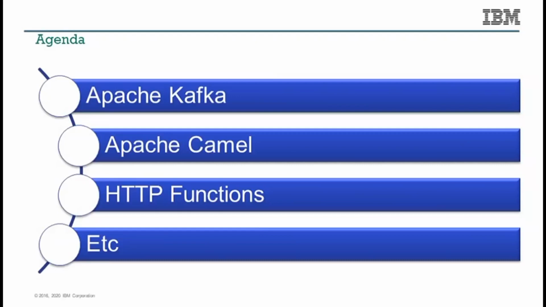Right, so the topics today, I'm going to talk about a few of my favorites, in particular favorite technologies that people have been using to integrate IBM i with the rest of the world. Apache Kafka, Apache Camel, the new HTTP functions in Db2. I'm going to talk very briefly about a few other solutions as well.